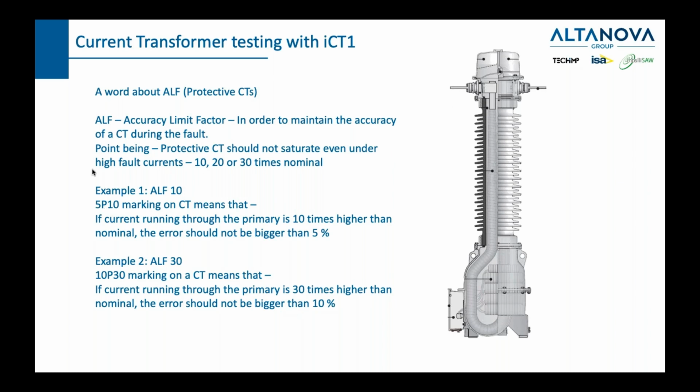So that means that if I have, let's say, 800 to 1 CT, and the current on the primary side is 10 times bigger, so 8,000, the error on the secondary side cannot be more than 5%. Another example is that if ALF is 30, then the 10P30, for example, we can say that if the current is 30 times higher than the nominal current, the error cannot be more than 10%. So this is ALF, and the ALF is usually used for protection CTs. I mean, usually it's always used for protection CTs.